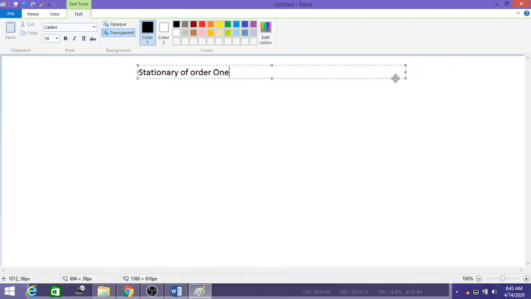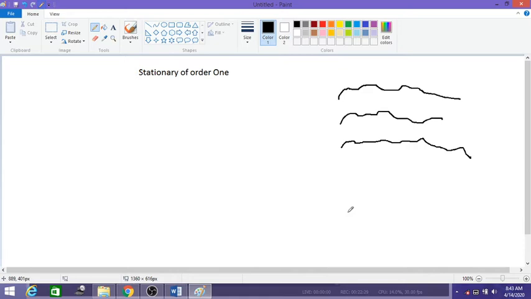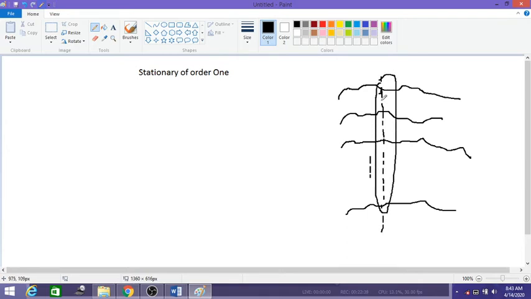Stationary of order 1. Stationary of order 1 implies that, from what we had written previously, we have the observations like this. You have one observation, two observations, and like this you have an infinite number of observations. For this infinite number of observations, we have taken only one sample point here, and that represents a first order stationary. We have taken this at only one time instant, so this defines a first order stationary.